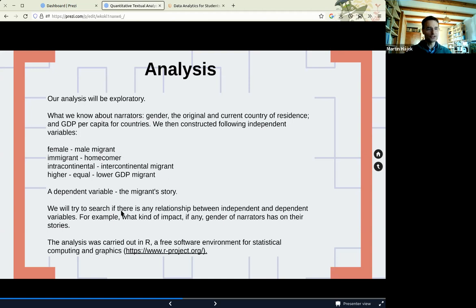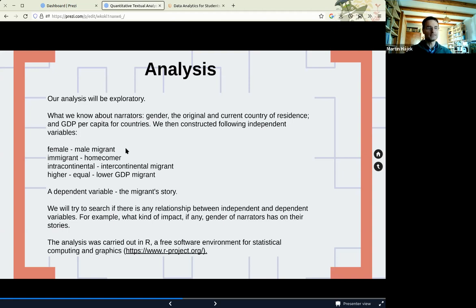So I searched for any relationship between independent and dependent variables. What kind of impact can gender have on narrators in their stories? This was my aim. Of course, I will not present the whole analysis. I will limit myself only to the female-male variable, to gender, because it would take many hours.